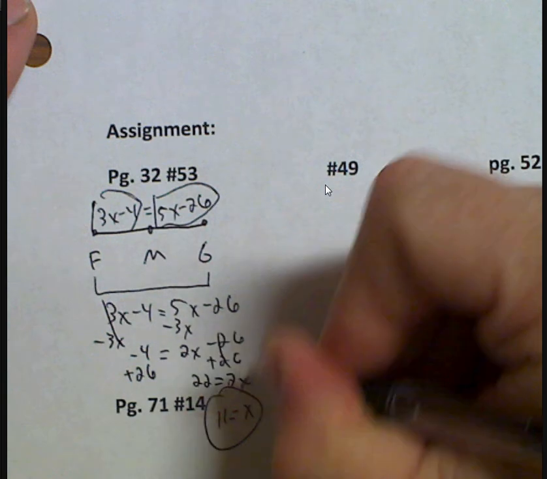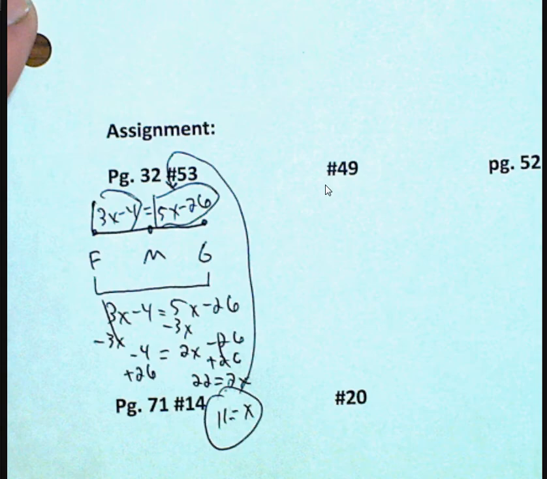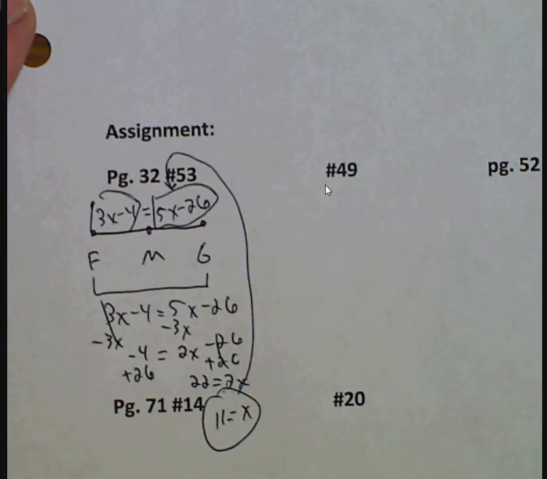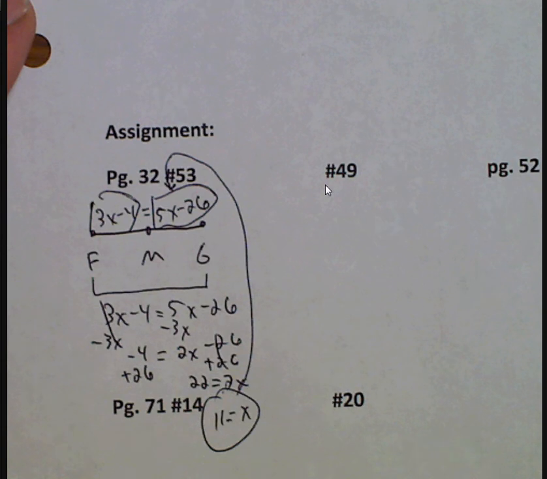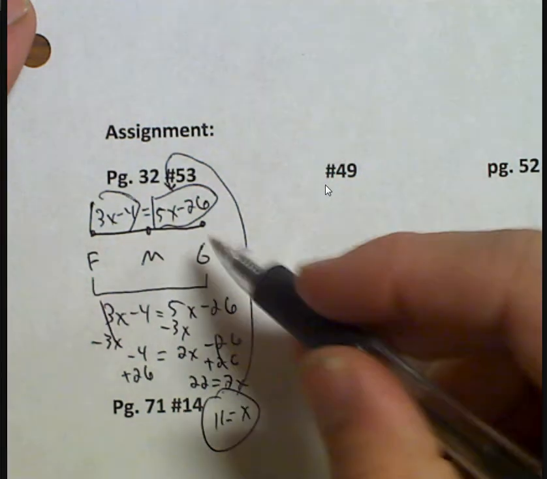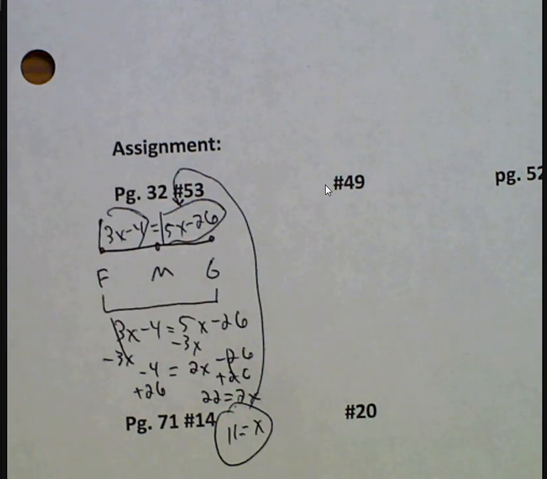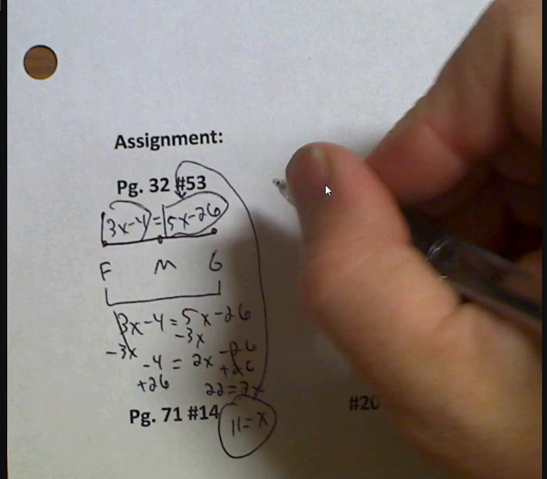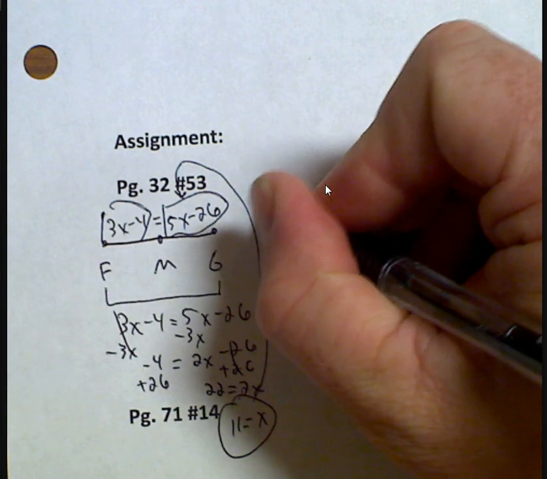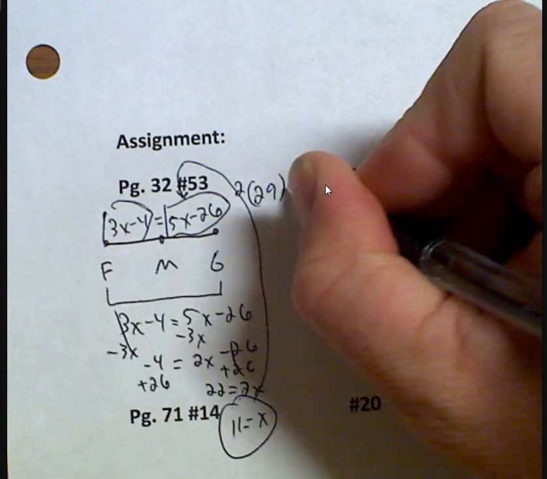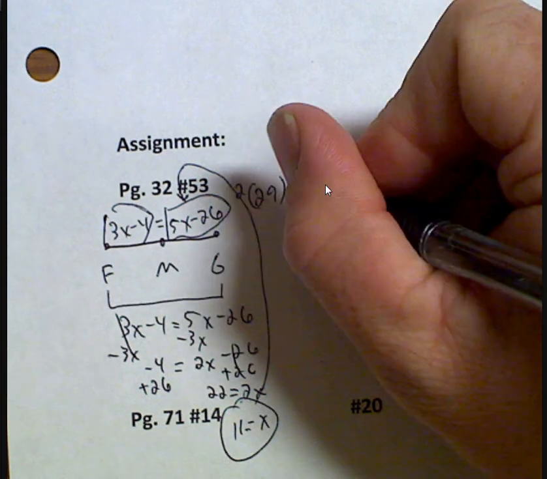If x equals 11, then I can plug it back in, and then I'm going to take 2 times that. So FG is going to have to be, 5 times 11 is 55, 55 minus 26 gives us 29. So 29 times 2 would give me 58.